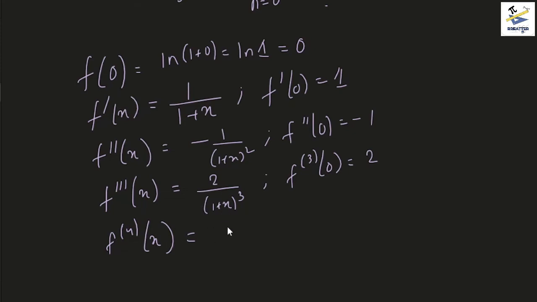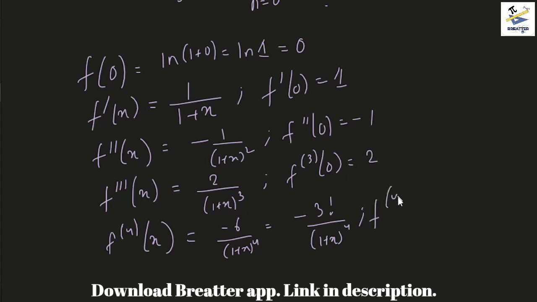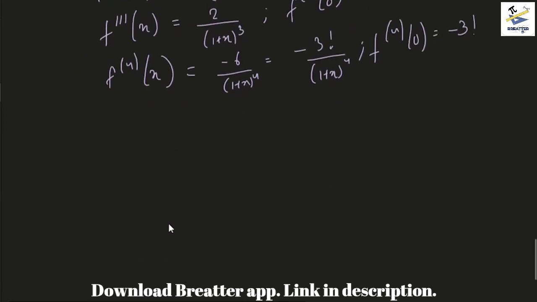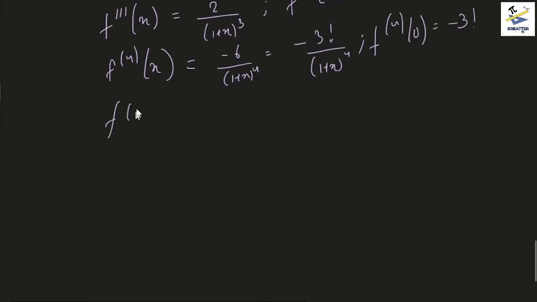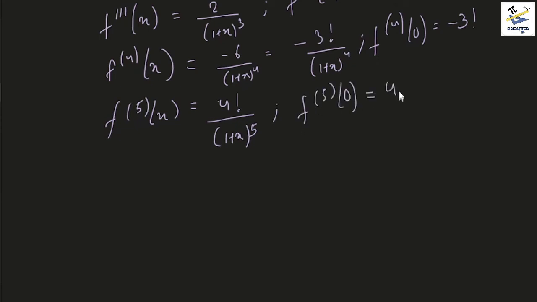So f4 of x again would be minus 6 by (1 plus x) to the power 4, or in other words, this is just minus 3 factorial by (1 plus x) to the power 4. So this gives us f4(0) equals minus 3 factorial. Let us do 2 more terms. f5(x) would then be the differentiation of this, which would give you another minus, it will make it a plus, and it will be 4 factorial by (1 plus x) to the power 5, which would give me f5(0) equals 4 factorial.